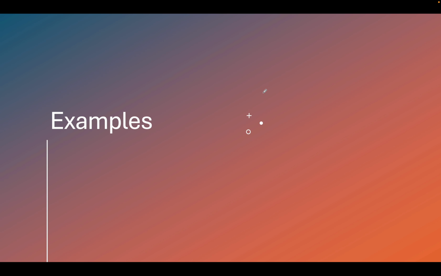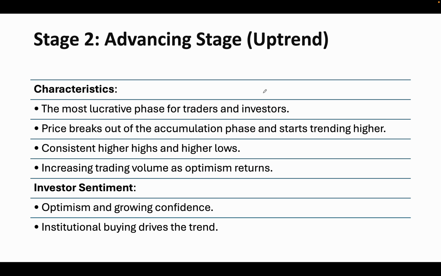So now let's go to the second stage, that is the advancing stage. So what happens in the advancing stage? First thing is it is the most lucrative phase for traders and investors. Why? Because the prices are continuously rising. So it will be like this basically. In this range it will move.